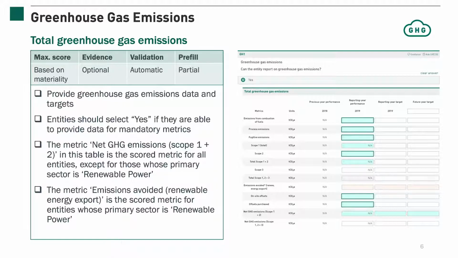Scope 3 emissions are calculated through a separate table, and the total of these will pull through to the first table. The scored metric for entities whose primary sector is renewable power is emissions avoided. The scored metric for all other entities is the net GHG emissions, which is Scope 1 plus 2. To obtain full points for the indicator, entities should provide targets for the reporting year and a future year for the scored metric. Note that the targets for the scored metric are not calculated automatically.